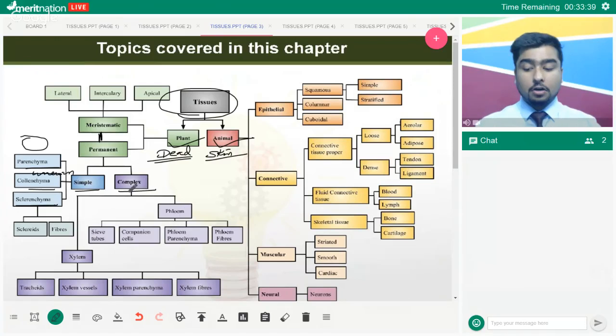So then we come to the complex permanent tissues, which are made of more than one type of cells. So we have xylem and phloem, right? Xylem has the job of conducting water and minerals, whereas phloem has the job of conducting food, right? Then in xylem, we have tracheids, xylem vessels, parenchyma, and fibers. Very important: tracheids and vessels. The differences between tracheids and vessels are important. Tracheids are pointed, long, whereas vessels are wider, but a bit shorter when compared to tracheids.